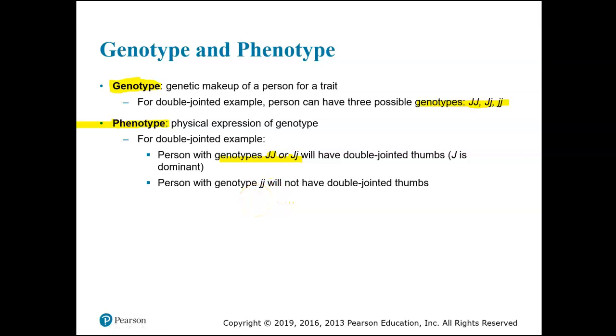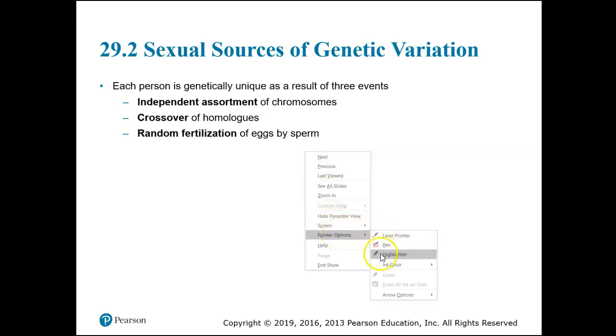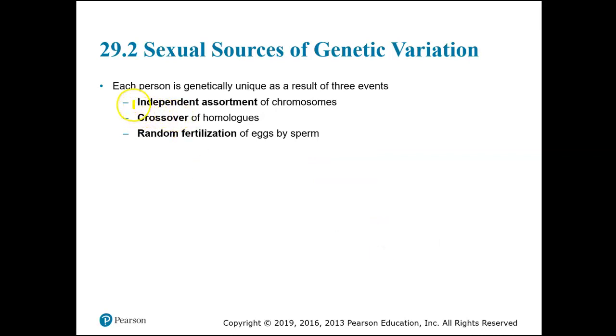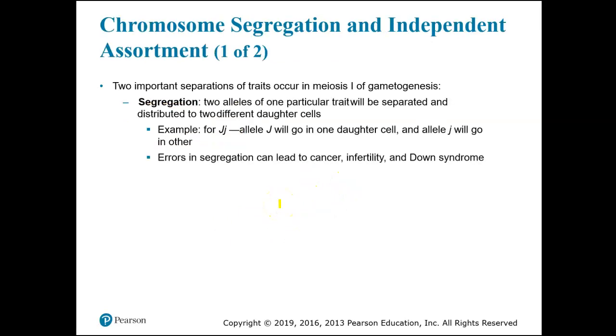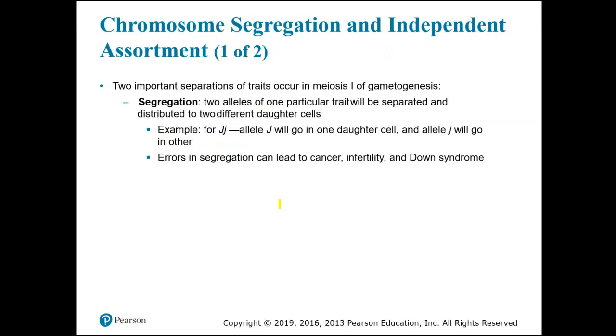Okay, so that's the difference between genotype and phenotype. Now we're on section 2, 29.2, sexual sources of genetic variation. There are 3 different events that can cause genetic variety in offspring: independent assortment, what we call crossing over, and random fertilization. Those are the 3 events that can lead to variation, besides just DNA mutation. But right now we're just going to talk about what these are.